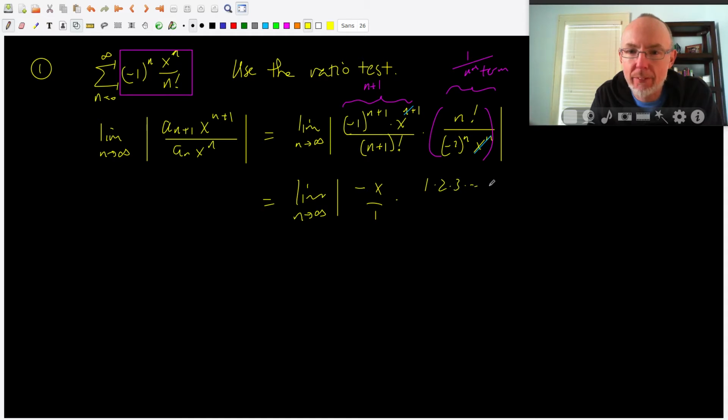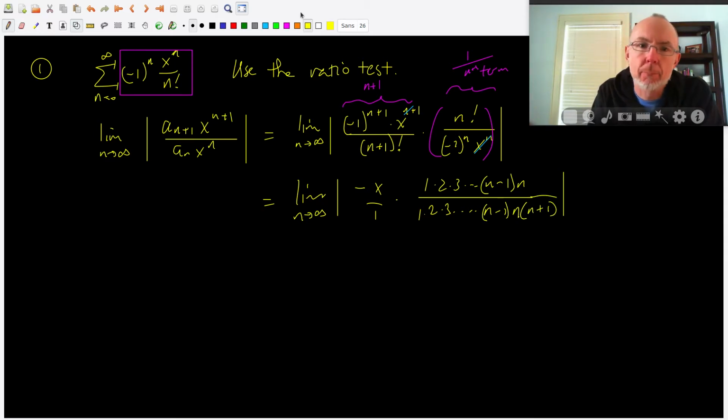And remember, n factorial is all of the numbers up to n multiplied together, whereas n plus 1 factorial is all of the numbers up to n plus 1 multiplied together. So we end up with that. And again, we see ones like this. We get the cancellation of those terms, we get the cancellation of those terms, we're left with n in the denominator, right? So what we're left with here is the limit as n goes to infinity.